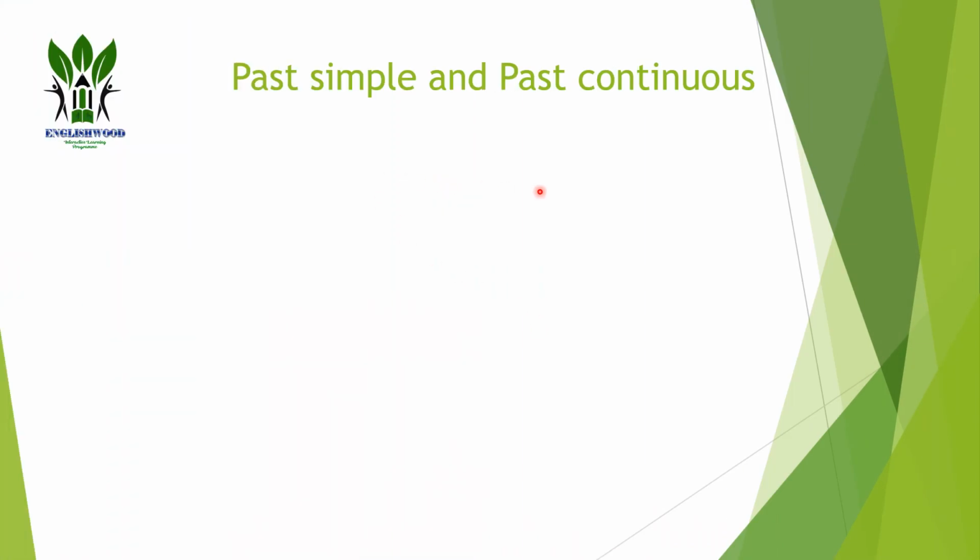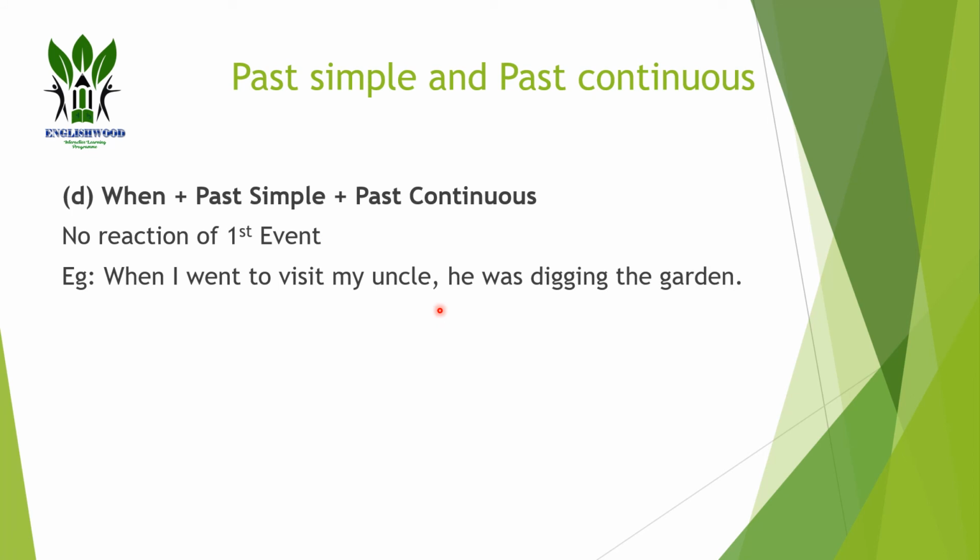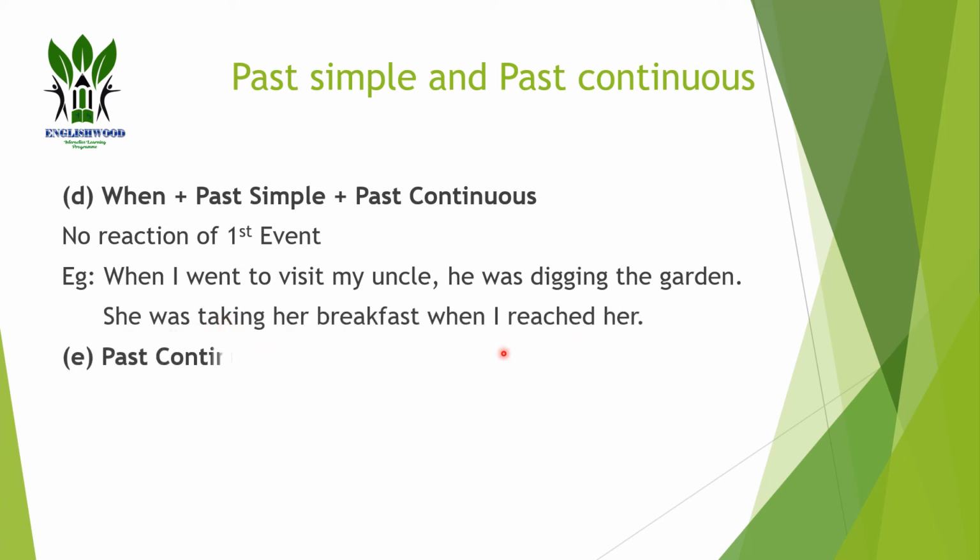Similarly, past simple and past continuous. When plus past simple plus past continuous, when there is no reaction to the first event, we use past simple plus past continuous. When I went to my uncle, he was digging the garden. This is also very important. You have to remember the situation. When I went to visit my uncle, he was digging the garden. He was digging the garden when I went to visit my uncle too. She was taking her breakfast when I reached her.